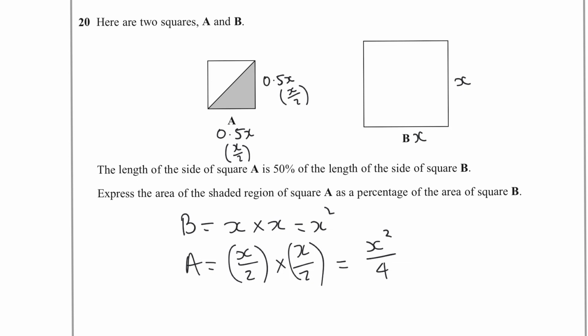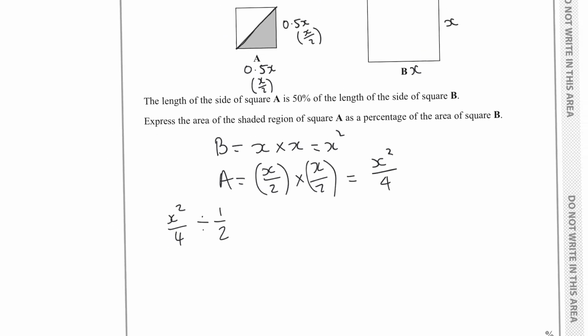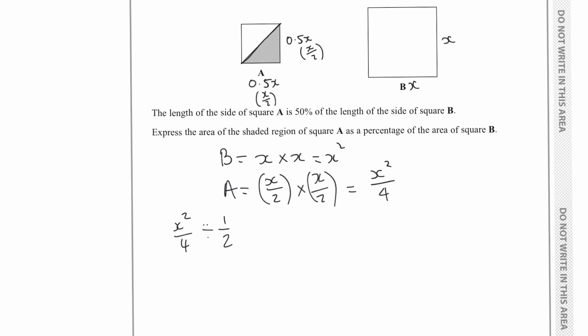And then it says express the area of the shaded region of A as a percentage of the area of B. So with the shaded region of A, it's half of A. So half of the area of A is going to be x squared over 4, sorry, times by half, because we're working out half of it. And remember, if you're working out a fraction of something, it's the same as multiplying. So numerators together, that'll be x squared over 8. So that's going to be the shaded area of A.